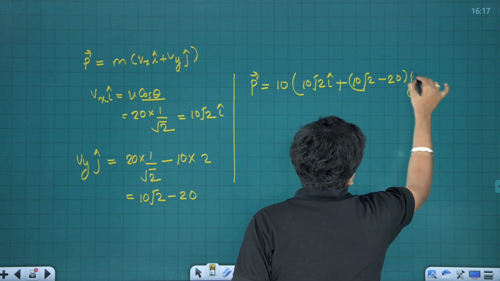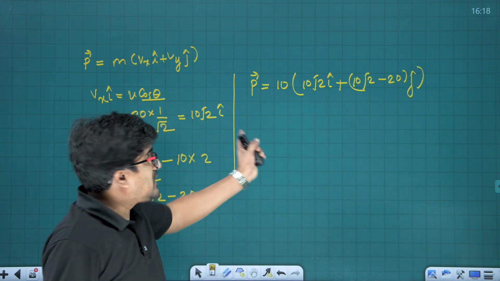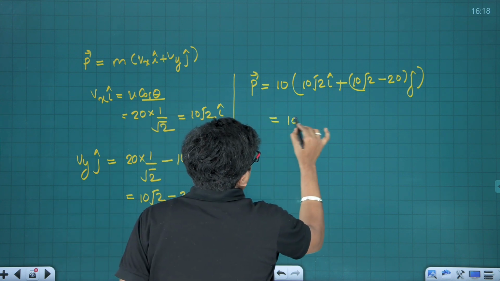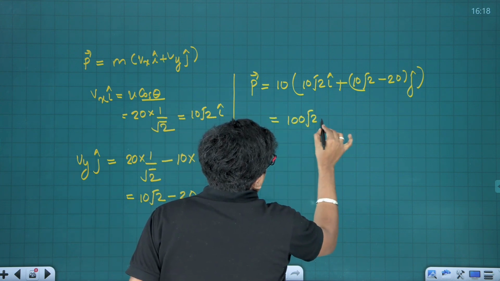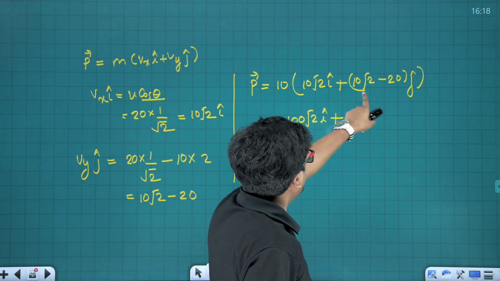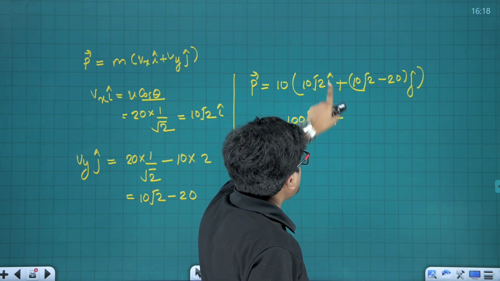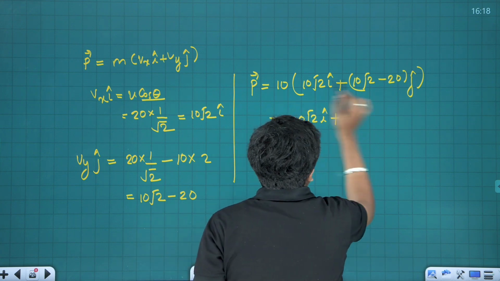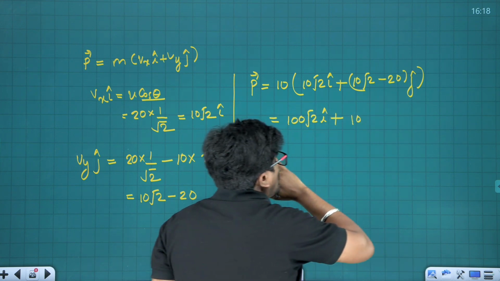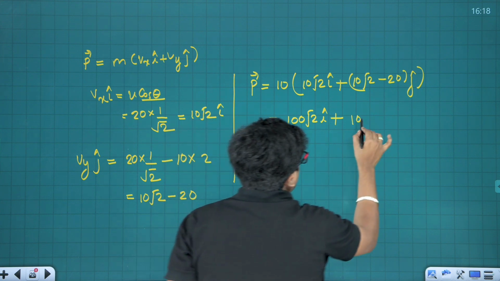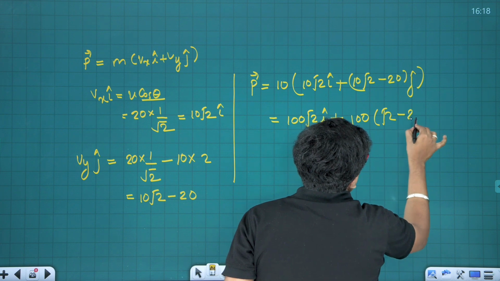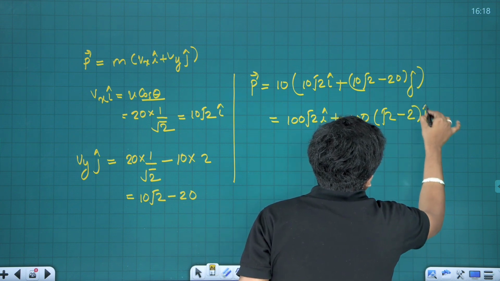20 into j cap. Once I take 10 in, this is going to be 100 times root 2 into i cap, plus if I take 10 in and take this out, here also I can take 10 as common, so 10 into 10 is 100, into root 2 minus 2, into j cap.